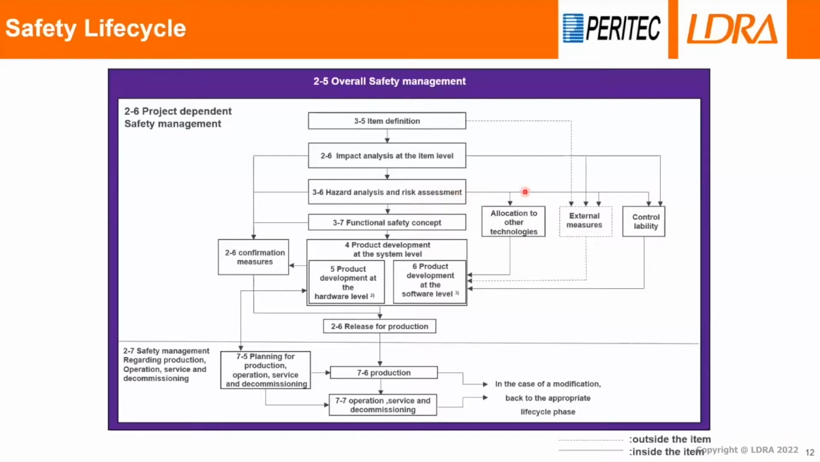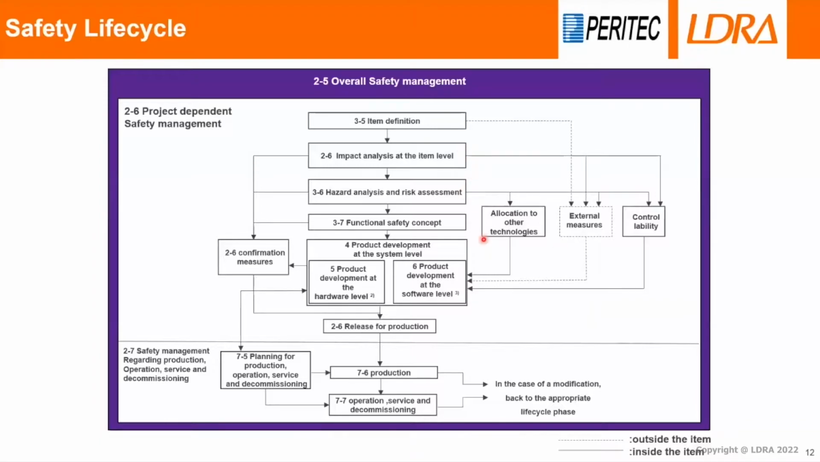And the mitigation mechanisms can be either allocated to a different technology, or we can take external measures, for example, having crash barriers on the road, or having firefighters in a tunnel. So these are some external measures which will be used to overcome the risk. Or we can have controllability features built within the system itself, which will prevent a failure, or which can actually indicate a failure in advance.